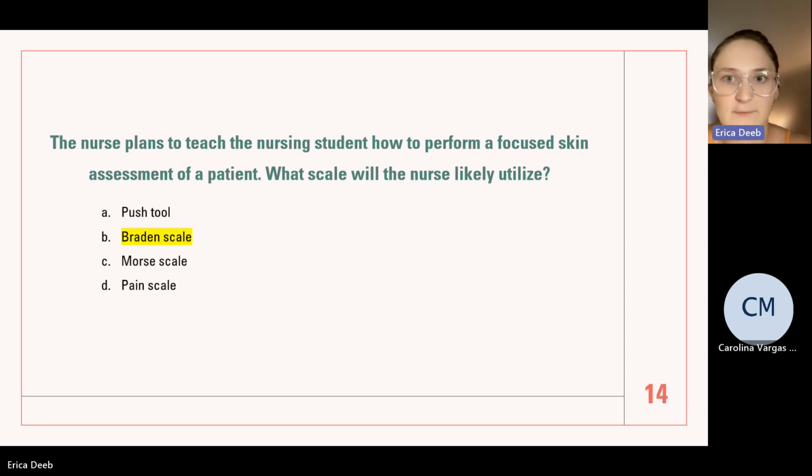So the PUSH tool is for assessing pressure ulcer healing, so it's not that. The Morse scale is the Morse fall scale.